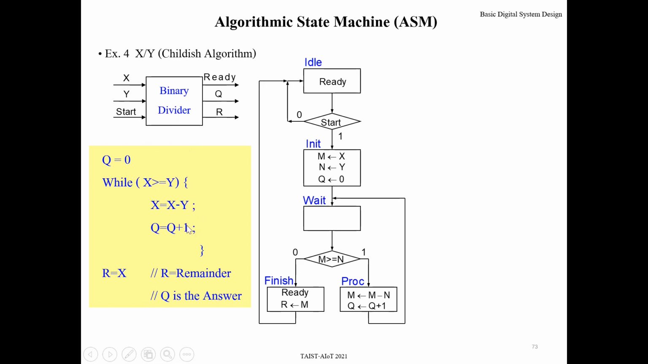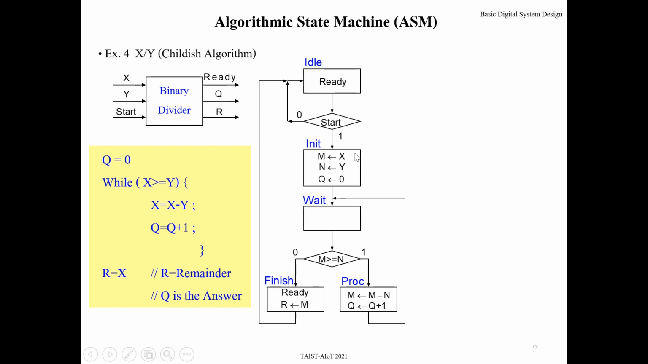If it is being processed, ready is not active, right? If finished, then it's ready to do a new one. So ready will be active now. So at state idle, ready is active, it's ready to do the calculation. And if start is 0, repeat this one until start is 1, then start to do the calculation.